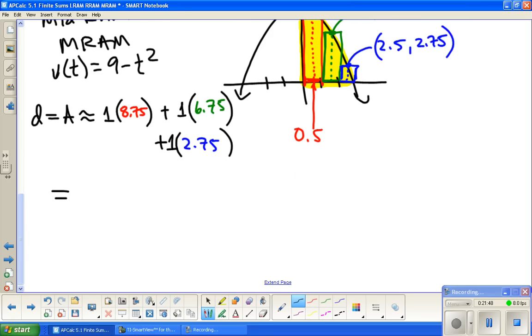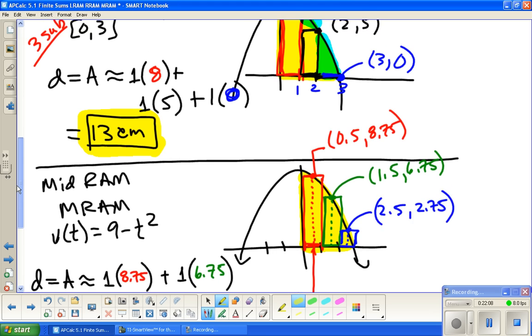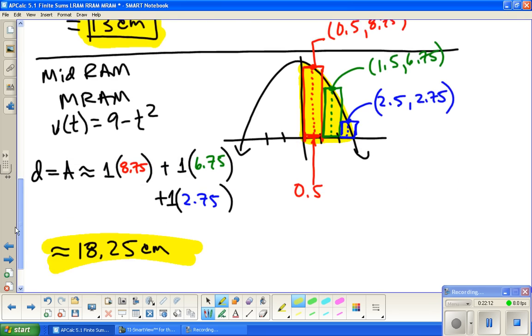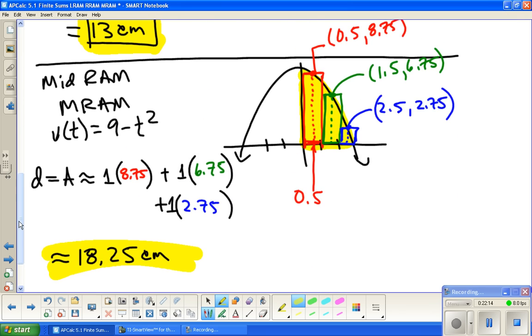So the area is actually 18.25, and again, if this is a distance, this is going to be in centimeters. Now, please understand that this is not the exact area. Do notice that this number that we just got, 18.25, is in fact between 13 and 22, and is probably the better estimate of the three.